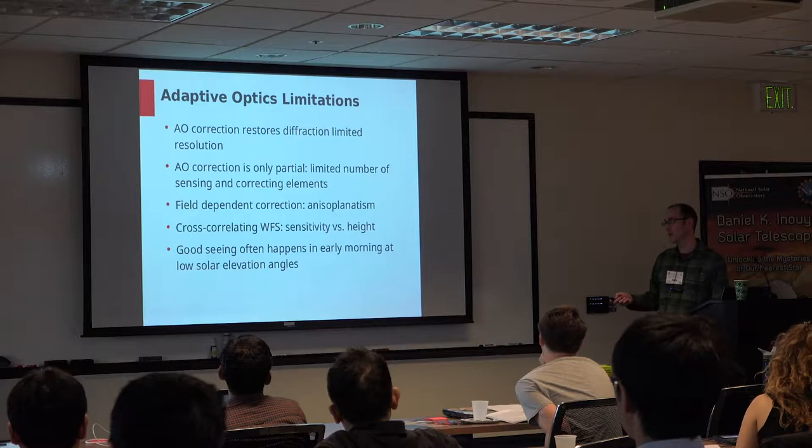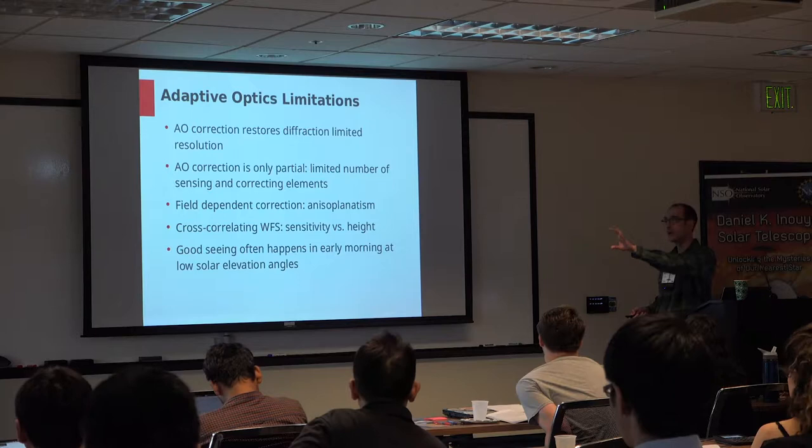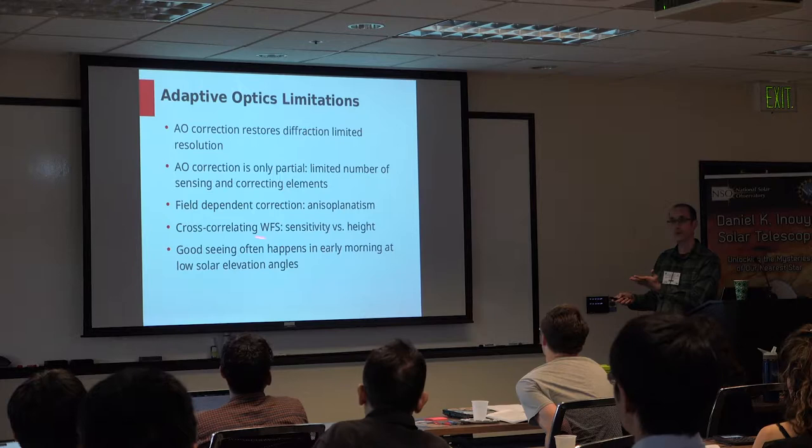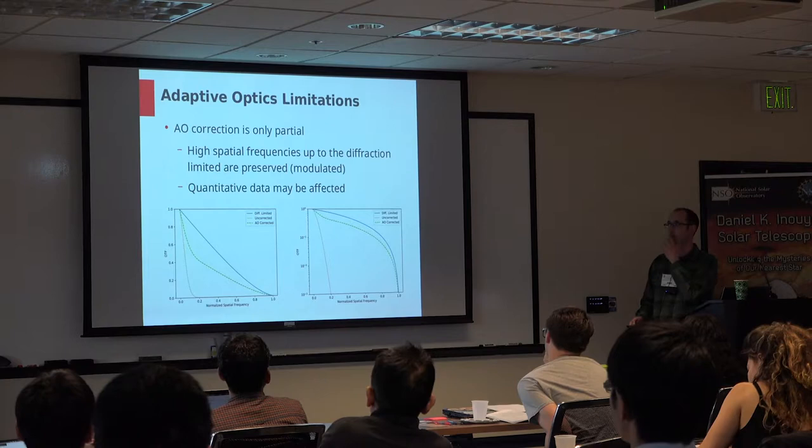So in the morning, we are looking at low solar elevations. So the sun is low in the sky. And we are looking through a lot of atmosphere. And whatever averaging effects that we were suffering before will be compounded. So let's talk about these limitations one by one. The AO correction is only partial.